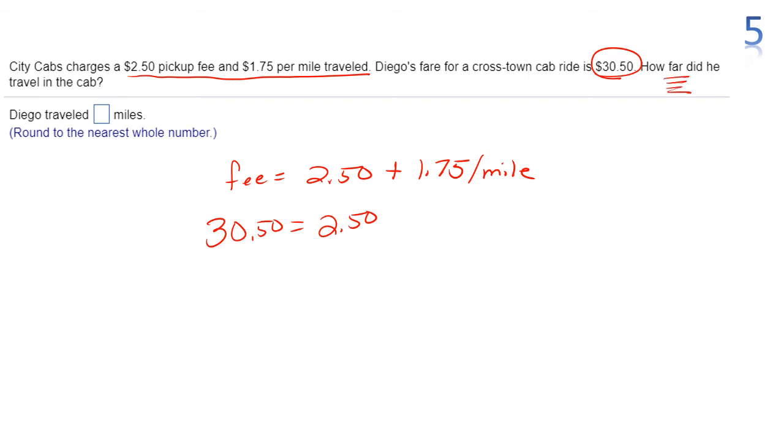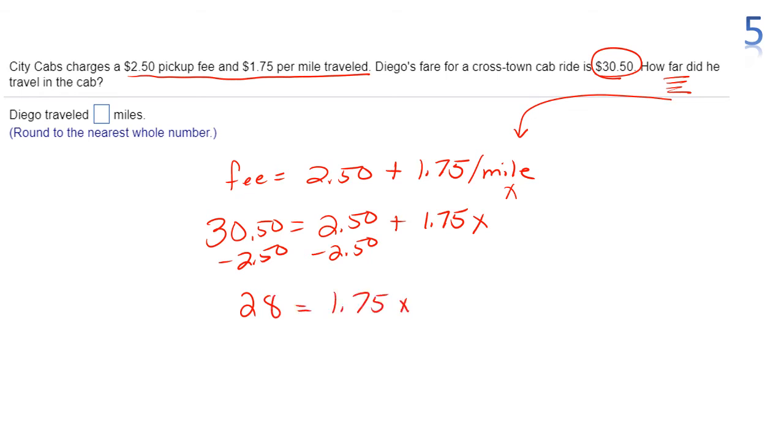So we're looking for the distance. The distance would be the miles. So we're going to go ahead and let miles be our unknown x. So let's go ahead and translate that into algebra, and it looks like this. When I solve, I subtract 2.50. That will give me 28 equals 1.75x. Divide by the 1.75. And if I do that, 28 divided by 1.75, I end up with 16. So he had to have traveled 16 miles.